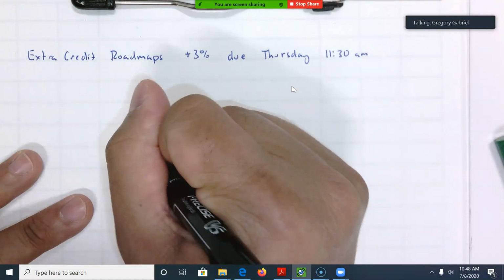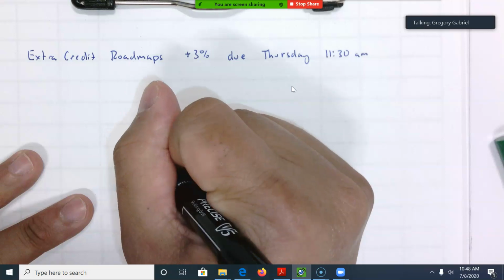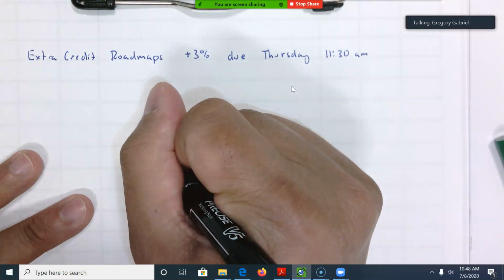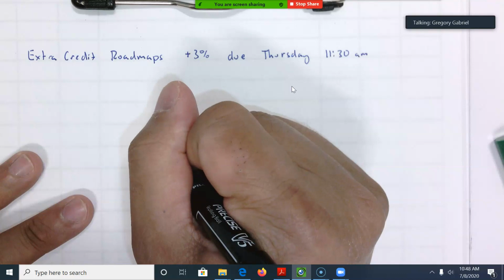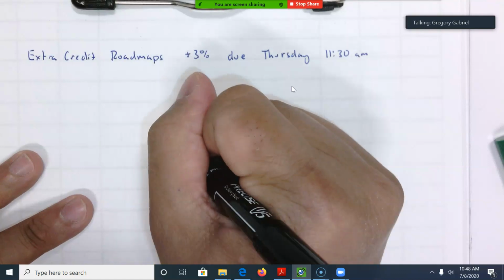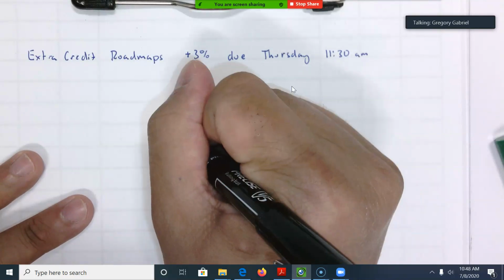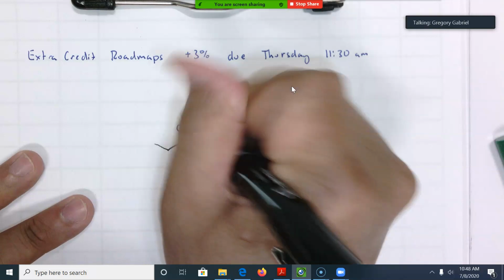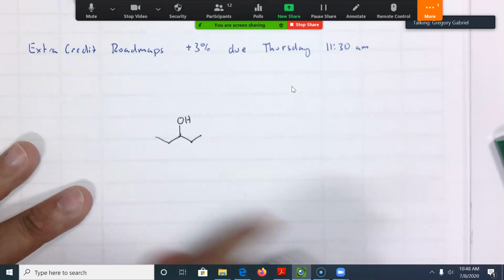So why don't we have an alcohol that looks like, I had this drawn out. Oh yeah, that looks like this. I'm not going to put dashes and wedges because that carbon is not chiral.